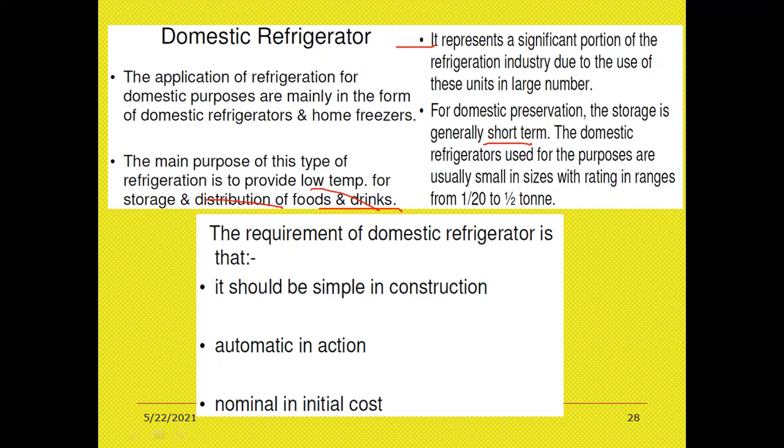For domestic preservation, the storage is generally short term. The domestic refrigerators used for these purposes are usually small in size, ranging from 1/20 to half a ton. So like this, you have various types of refrigerators for domestic purposes or hotel purposes. Whenever you are keeping products, it depends upon the nature of the products. You have to keep them covered, not open.